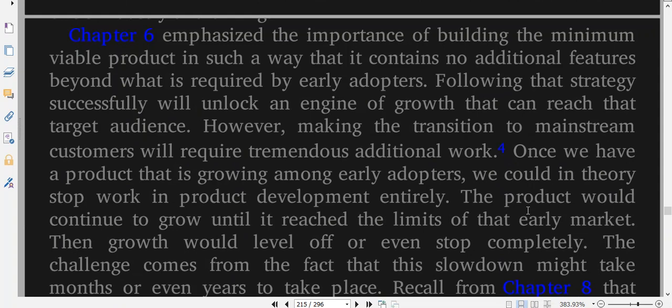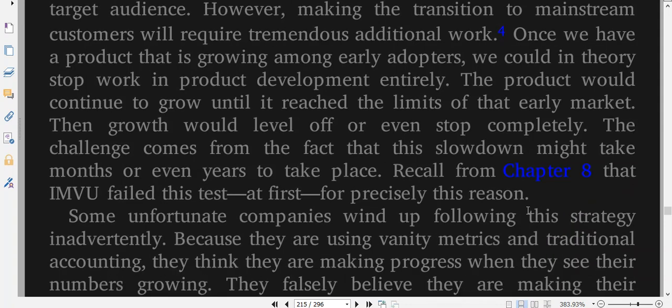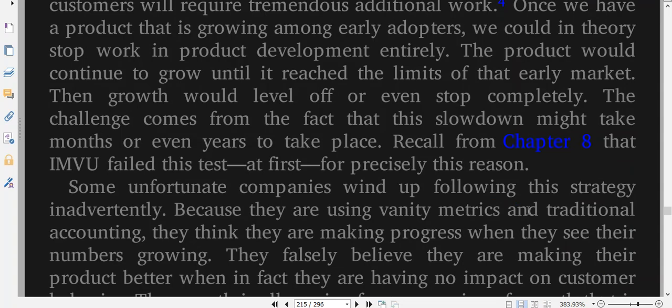Chapter 6 emphasizes the importance of building the minimum viable product in such a way that it contains no additional features beyond that required by early adopters. Following that strategy successfully will unlock an engine of growth that can reach that target audience. However, making the transition to mainstream customers will require tremendous additional work. Once we have a product that is growing among early adopters, we could, in theory, stop work in product development. The limits of that early market, then growth would level off or even stop completely. The challenge comes from the fact that this slowdown might take months or even years to take place.